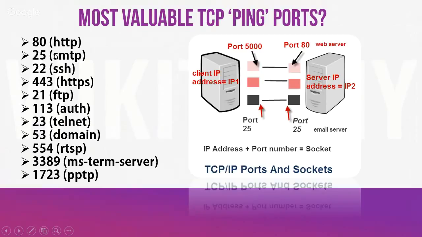If it is an SMTP request, it's 25. For secure shell, SSH, it's 22. HTTPS is 443. FTP is 21. Authentication is 113. Telnet is 23. Domain is 53. 554 for RTSP. MS Terminal Server is 3389. And PPTP, the Point-to-Point Tunneling Protocol, is 1723. And there are thousands of other ports available.